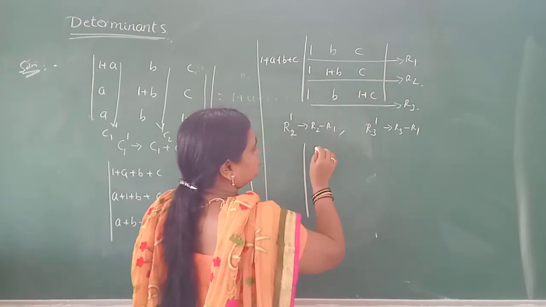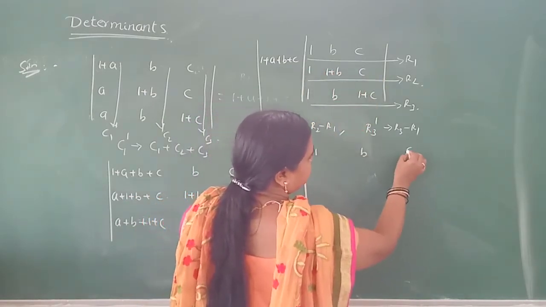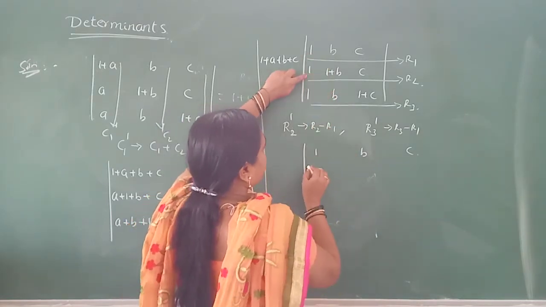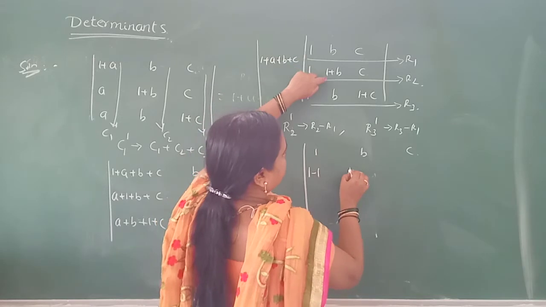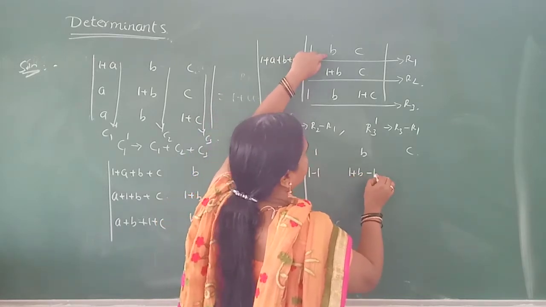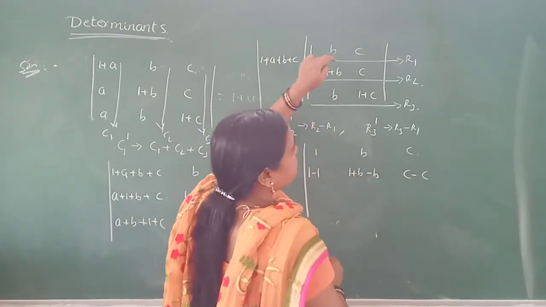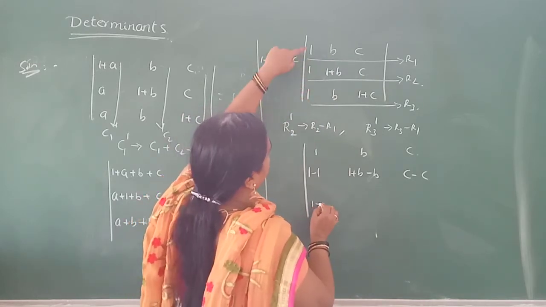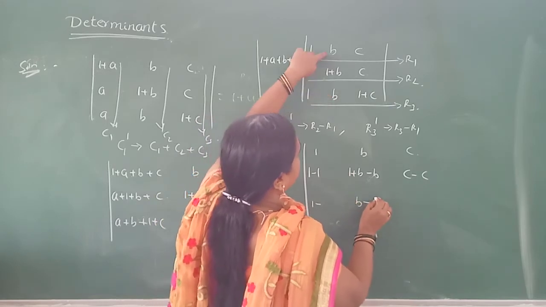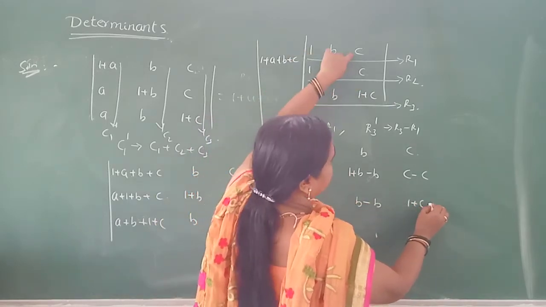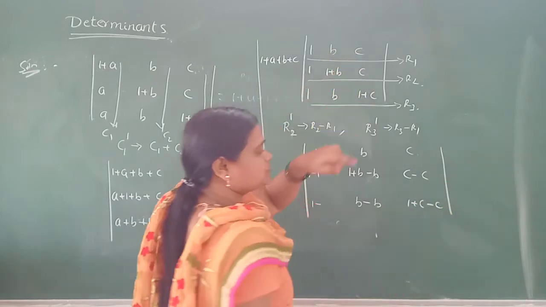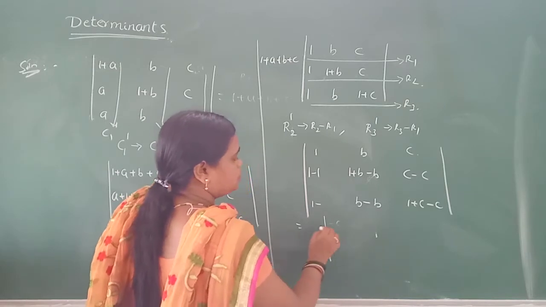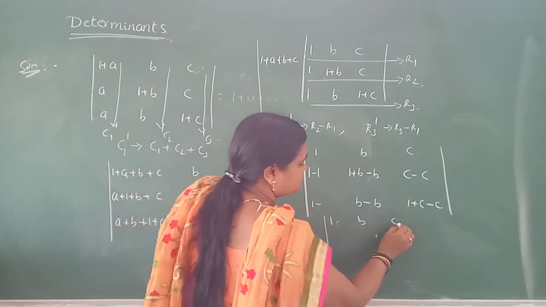First row, there is no change, therefore I will write it as it is: 1, B, C. Second row changes. R2 to R2 minus R1 means 1 minus 1. Next, 1 plus B minus B. Next, C minus C. Next, R3 to R3 minus R1 means 1 minus 1. Next, B minus B. Next, 1 plus C minus C. Okay. Then we get this: 1, B, C.